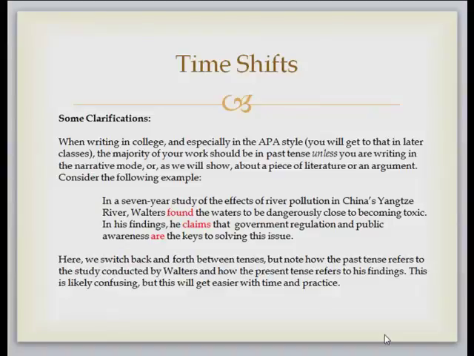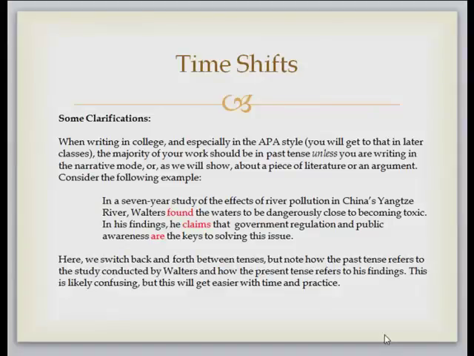In a 7-year study of the effects of river pollution in China's Yangtze River, and I hope I'm pronouncing that right, Walters found, past tense in the study, right? Walters found the waters to be dangerously close to becoming toxic. Here's where we're going to shift construction, and it goes a little against what we've been talking about, because in the same paragraph, now we're switching tenses, because now we're talking about something that's being written. So this is where it gets a little confusing, but bear with me. So he found the waters to be dangerously close to becoming toxic.